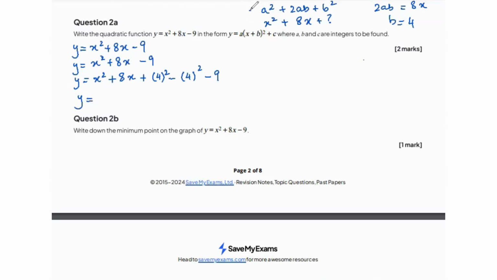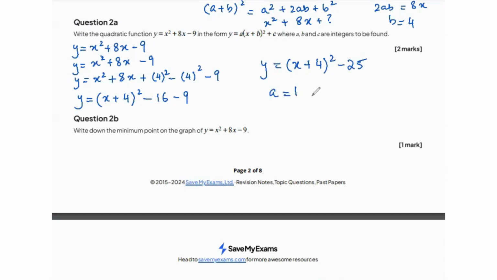And now we're going to rewrite it in the (a plus b) whole squared format, which means a is x, b is 4, whole squared. And now the minus 4 squared will be outside the bracket. It's not going to be part of the bracket. That means minus 4 squared is written as minus 16, minus 9, which then becomes (x plus 4) whole squared minus 25. So over here, a is 1, b is 4, and c is negative 25.